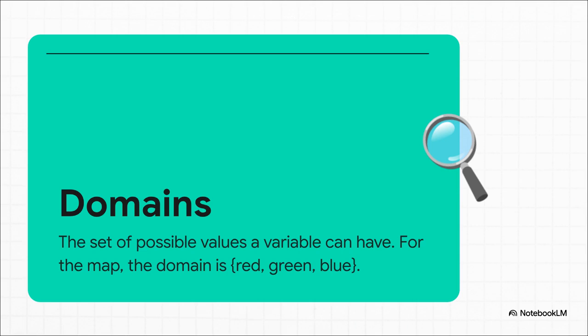All right, next up. Every one of those variables has a domain, and the domain is just the list of all the possible options for that variable. So, for our map puzzle, the domain for every single region is exactly the same. It's that little set of colors we have: red, green, and blue.